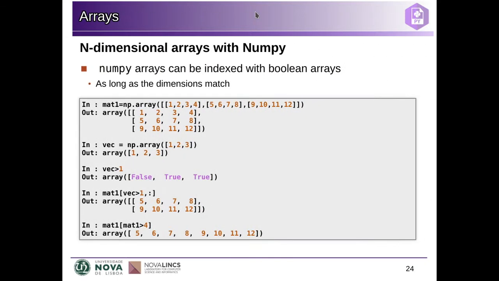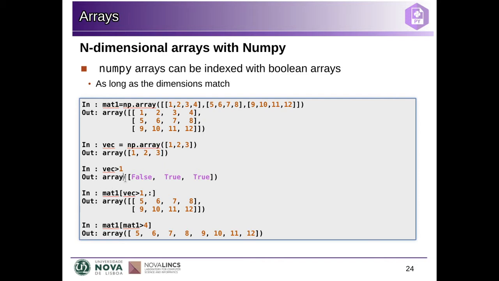Another advantage of NumPy arrays is that we can also index the elements of the arrays with Boolean arrays. So let's say we take an array like this and we compare it to a number, for example, this vector larger than 1. What NumPy will do is compare each of the elements of the array with the number I'm comparing to it, so in this case 1, and return an array with the same dimension with Boolean values. So it's false for this one because 1 is not greater than 1, but it's true for these two.